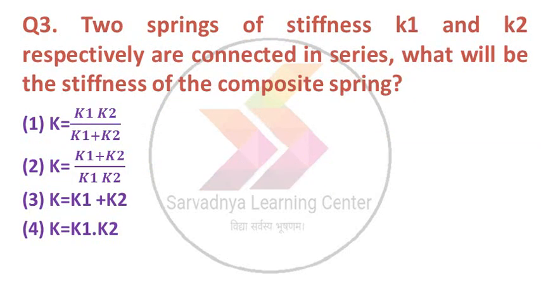Next question. Two springs of stiffness K1 and K2 respectively are connected in series. What will be the stiffness of the composite spring? Option 1, K is equal to K1 into K2 upon K1 plus K2; option 2, K is equal to K1 plus K2 upon K1 into K2; option 3, K is equal to K1 plus K2; option 4, K is equal to K1 into K2. The correct answer is option number 1. Whenever the springs are connected in series, option number 1 is correct: K is equal to K1 into K2 upon K1 plus K2.